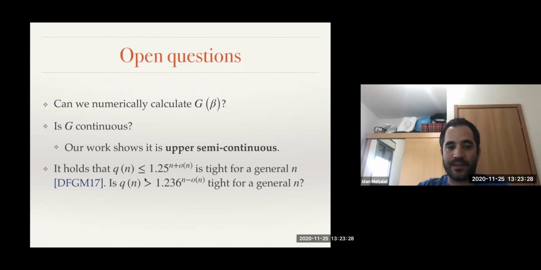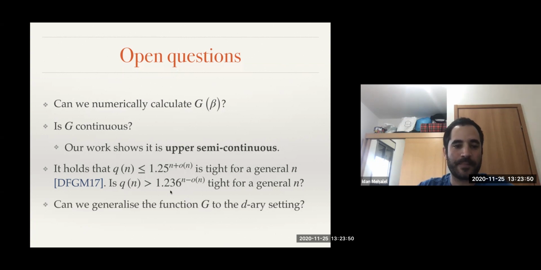And it holds that the upper bound of 1.25 to the n is tight for a general n. But our new lower bound of 1.236 to the n, we don't know if it is tight for a general n, so maybe it can be improved even for a general n. Maybe it could be raised. And we also can ask whether we can generalize the function g to the DI setting. And that's pretty much it.